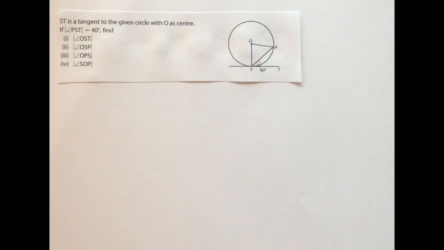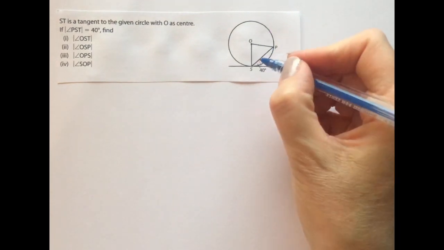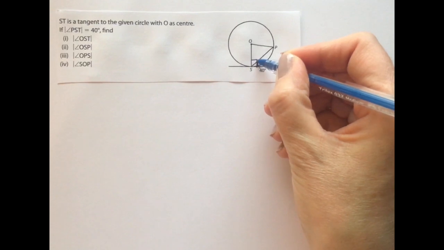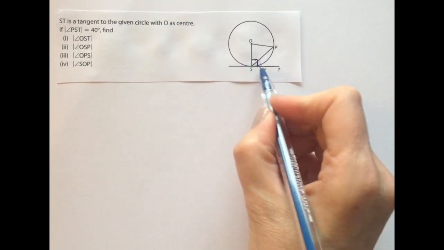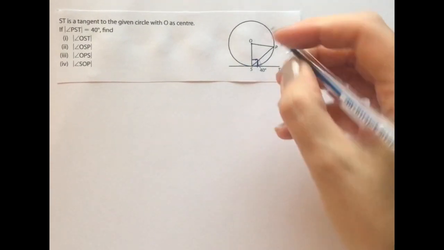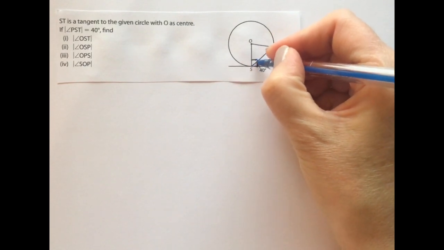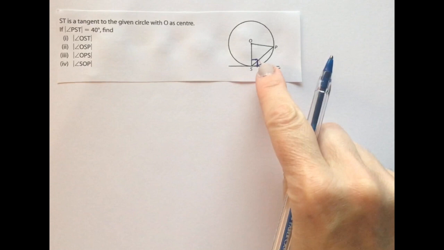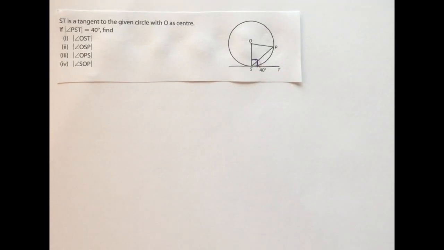Okay, so ST is a tangent to the circle. If it's a tangent, what do we know? We know straight away from the theorem that a tangent meets a radius at 90 degrees. So the angle between the tangent and that radius there is 90 degrees. I'm putting in my box to denote that that's 90. We know that that little angle there is 40 degrees. That's put in for us already.